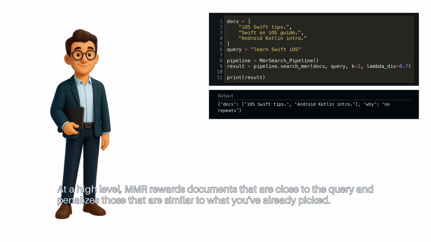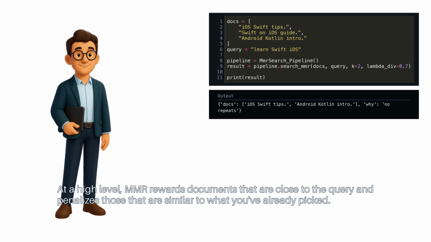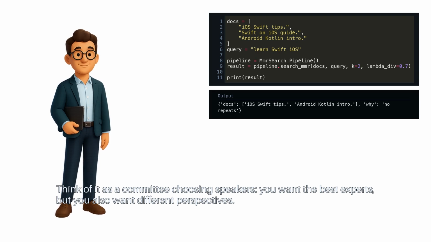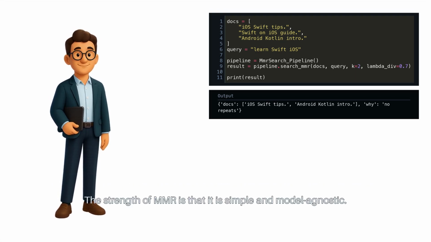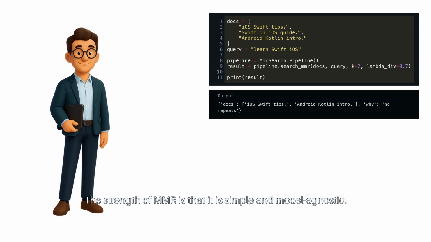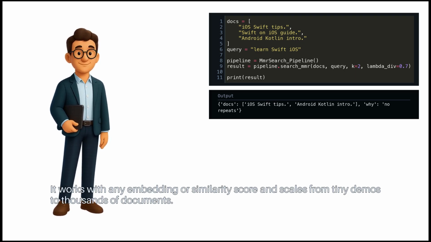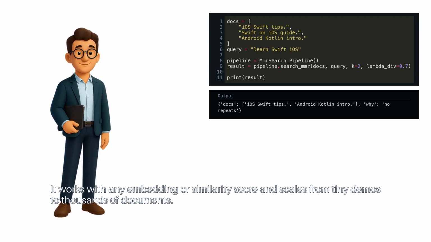At a high level, MMR rewards documents that are close to the query and penalizes those that are similar to what you've already picked. Think of it as a committee choosing speakers. You want the best experts, but you also want different perspectives. The strength of MMR is that it is simple and model agnostic. It works with any embedding or similarity score and scales from tiny demos to thousands of documents.